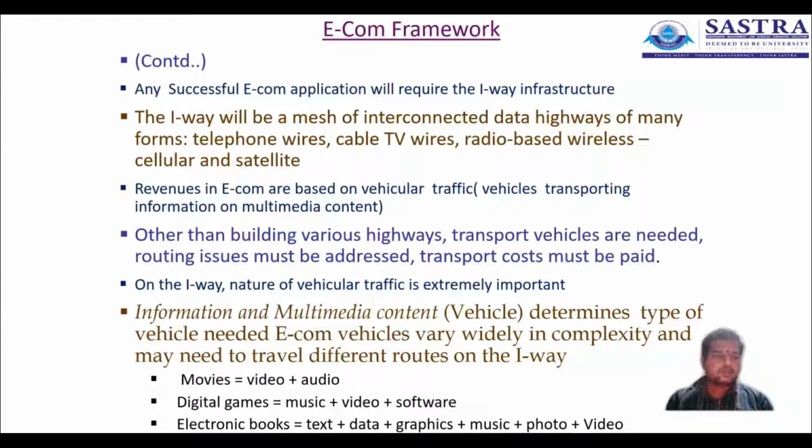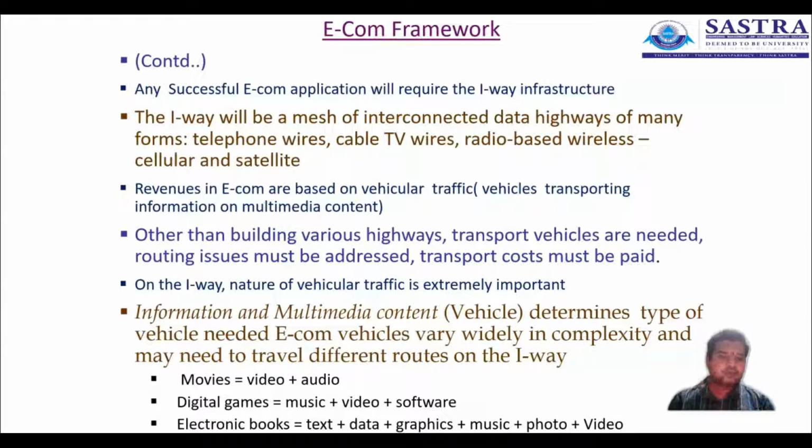We also want to reduce that cost by making effective decisions over those transportations. So other than building various highways, transport vehicles are needed, routing issues must be addressed, transport costs must be paid. On the highway, the nature of vehicular traffic is extremely important. We have to consider that. The information and multimedia content determines the type of vehicle needed for electronic commerce. Vehicles vary widely in complexity and may need to travel different routes on the highway.